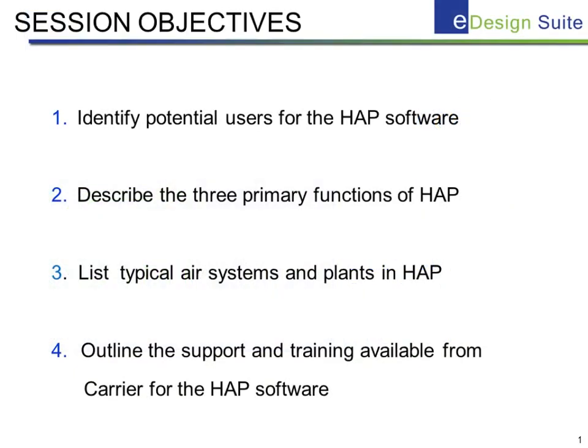Our objectives for today's class are: number 1, identify potential users for the HAP software. Next, describe the 3 primary functions of HAP. Number 3, list typical air systems and plants in HAP. And number 4, outline the support and training available from Carrier for the HAP software.